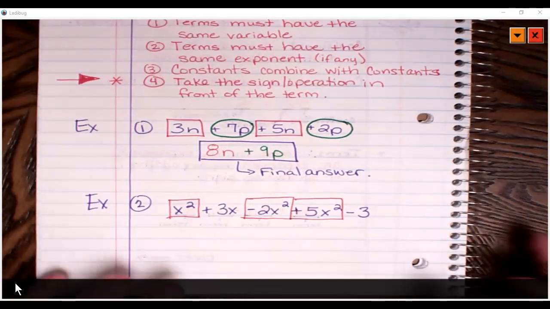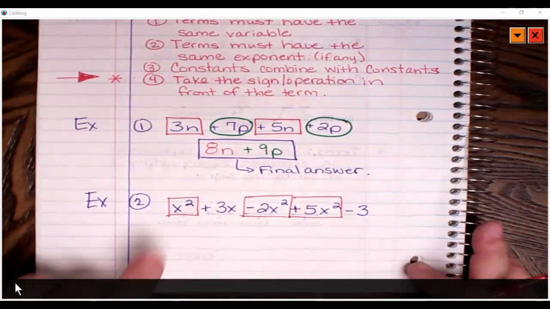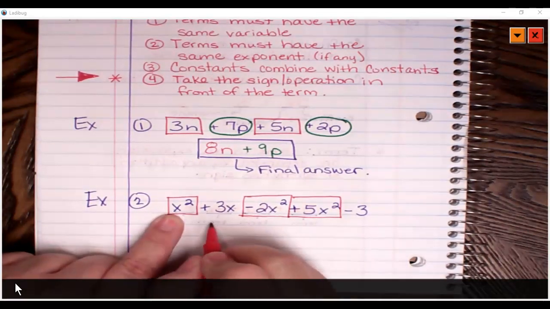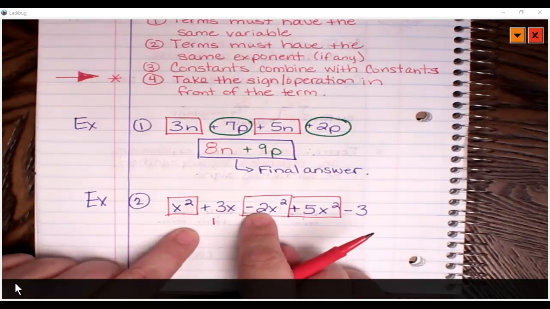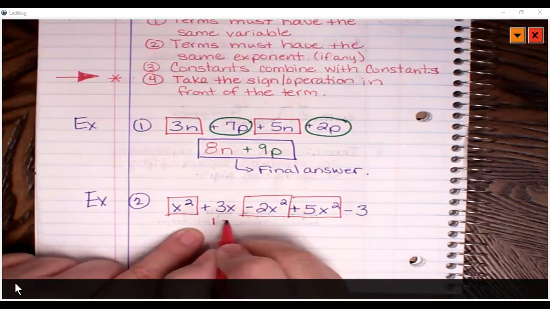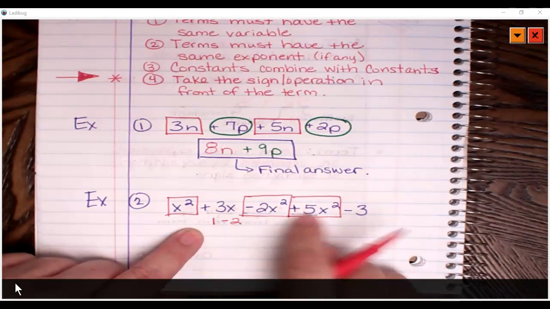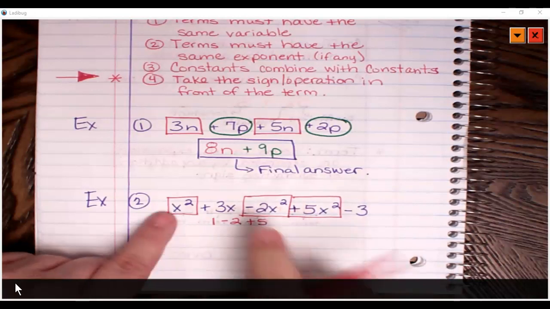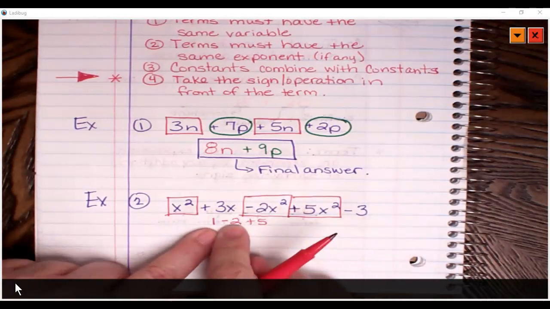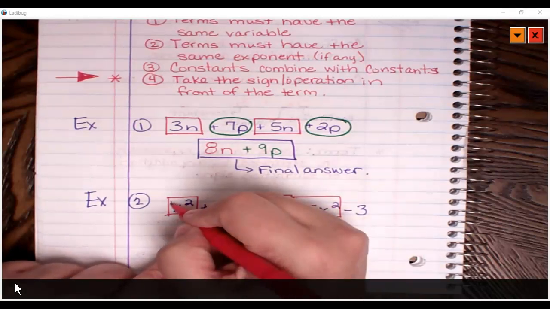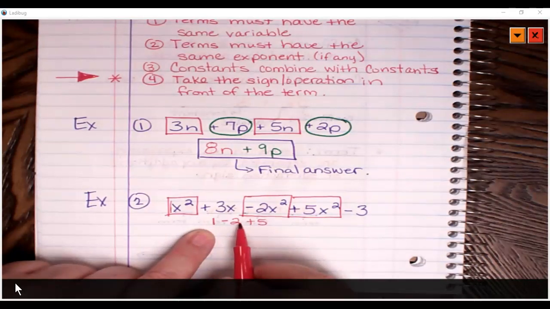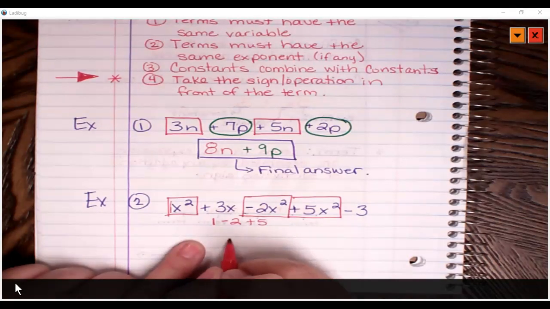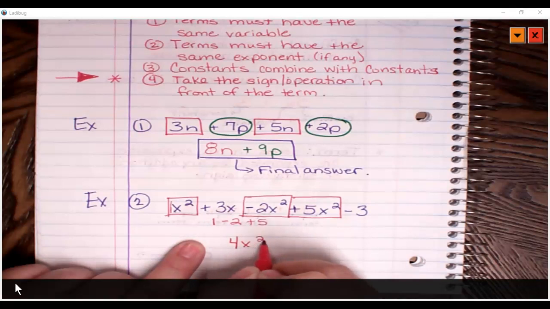So to combine those, we have to think back to our integer rules. If I just have x squared, that is the same thing as having 1x squared. Minus 2x squared, I'm going to take away 2 of those x squareds, but then I'm going to add back 5 more. So see how I'm using the coefficients to combine? Remember, that's an invisible one right there. All right, so 1 minus 2 gives me a negative 1, plus 5 gives me a positive 4. So I have 4x squared.